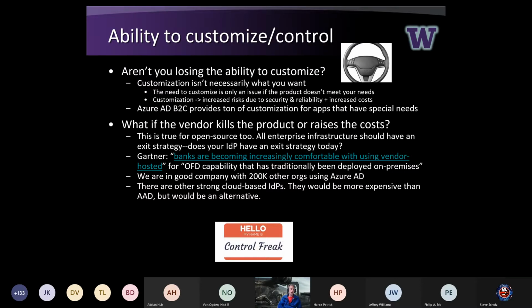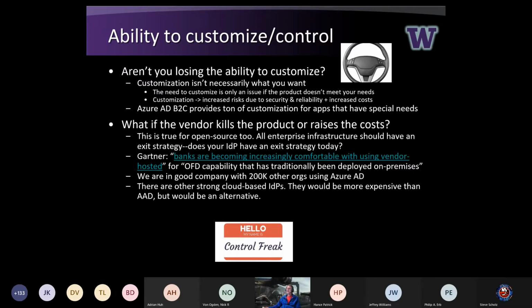So, early on in our consensus building, I heard a lot about how we'd be turning over control of the IDP to a vendor, and what happens if the vendor makes a change and we don't like it? One response I had to that was, well, what's our exit strategy for the existing IDP? Do we have one? And there's silence in response to that.